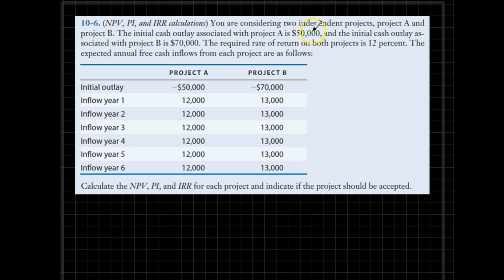So, we are being told about two separate projects, A and B, and these projects require separate initial outlays and their cash flows are also different. However, both projects have a 6-year lifetime. The required rate of return for both projects is 12%. So, given these figures, using the usual methods of NPV, PI, and IRR, compute these numbers and then decide whether the project should be accepted or not.